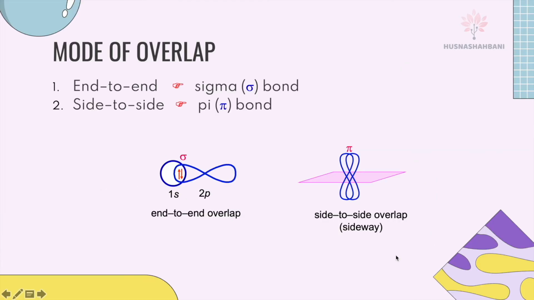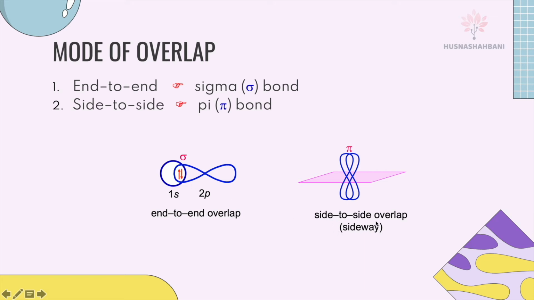Mode of overlap. There are two modes of overlap. The first one is end-to-end. End-to-end overlap will result in a sigma bond. Secondly, side-to-side overlap. Side-to-side overlap will result in a pi bond. End-to-end overlap, a 1s orbital overlaps with the electron of a 2p orbital, and it forms a sigma bond, meaning a single bond.